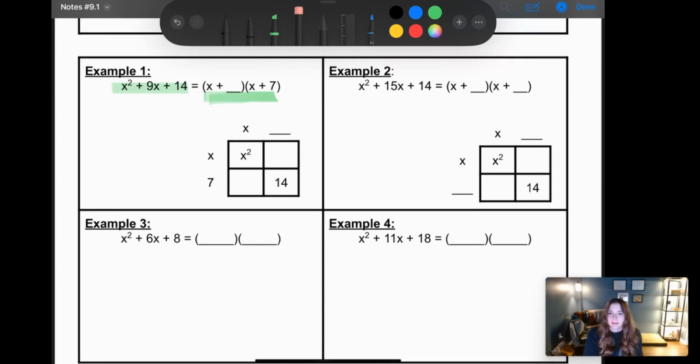But basically, it's just saying, what am I multiplying and adding together to get this equation right here? I didn't mean to erase. To get this equation right here. Well, let's go ahead and take a look at the box since we've been working with the box so far.